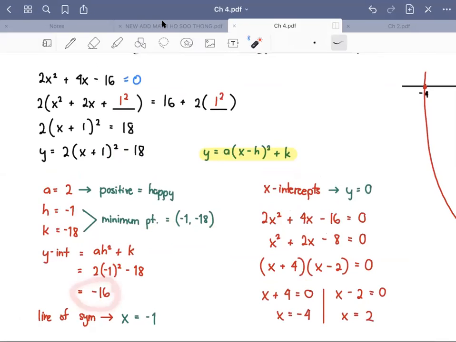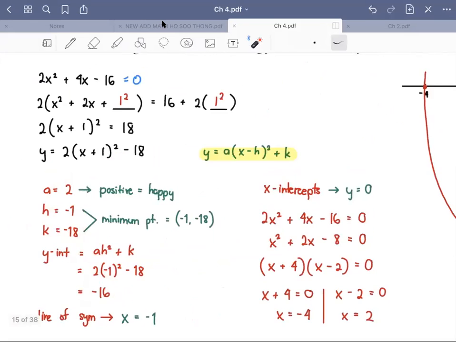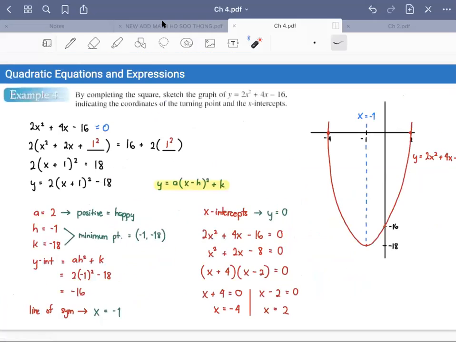Again, this is the formula a(x − h) squared plus k, so just substitute it here. Your y-intercept is negative 16, so that's why it's here. And then the line of symmetry is x equal to negative 1. It's equal to h, right? Basically that's what we did before. But this question is also asking for the x-intercepts.